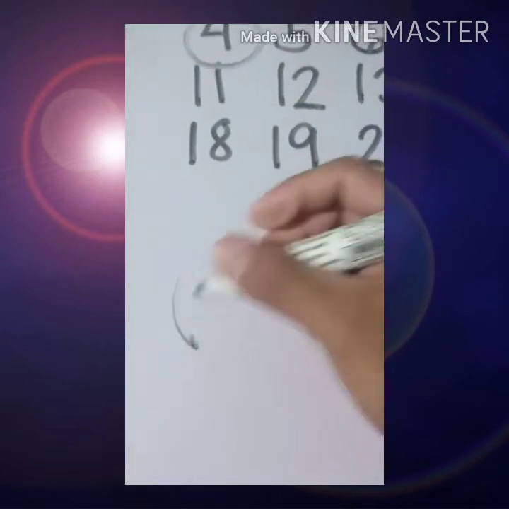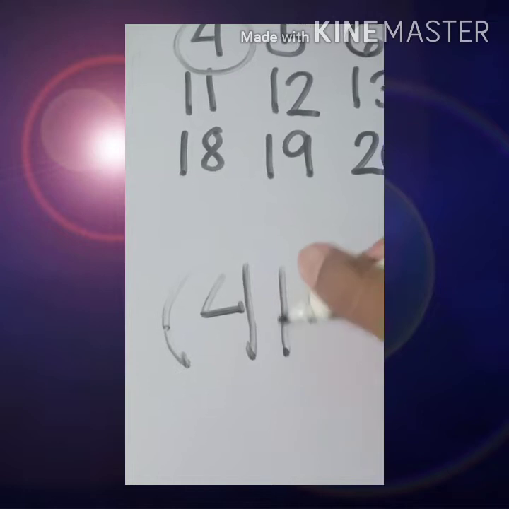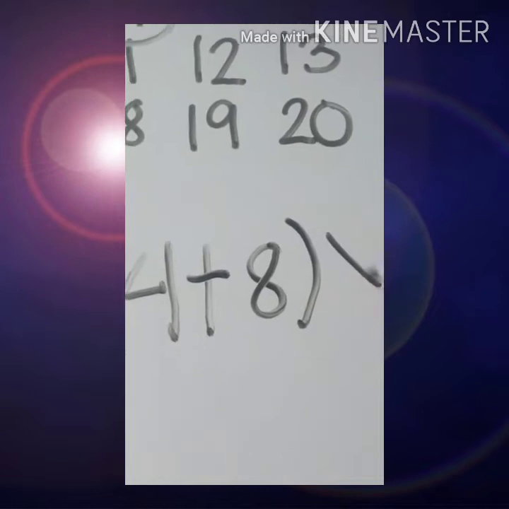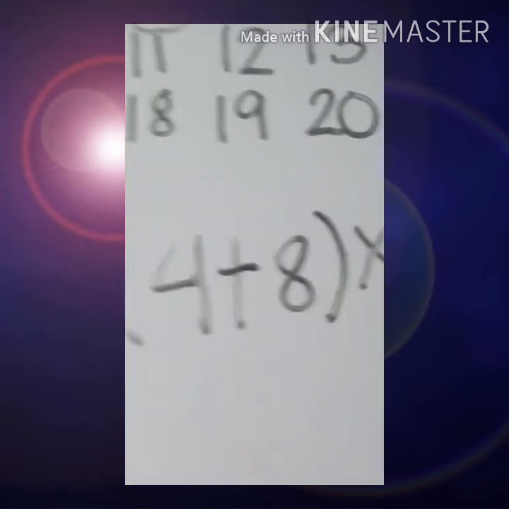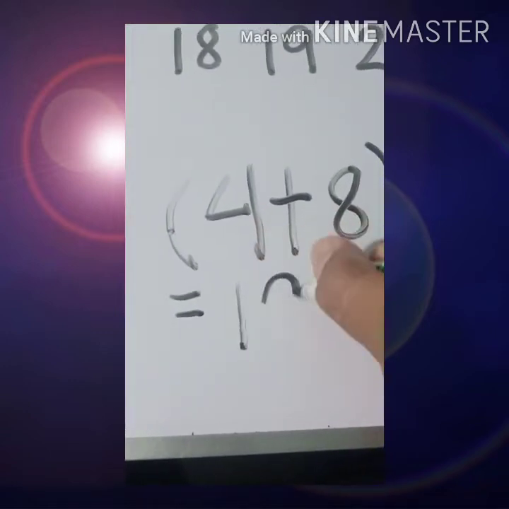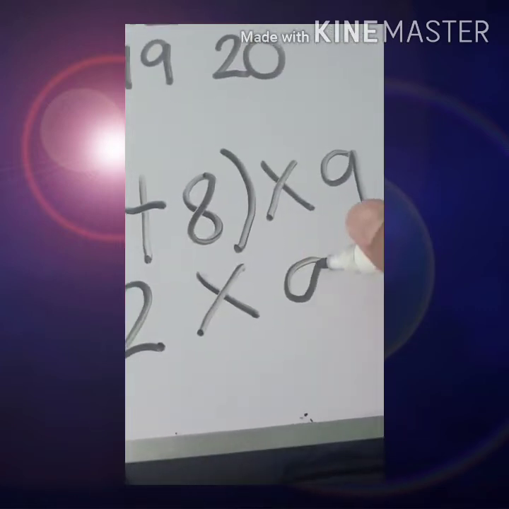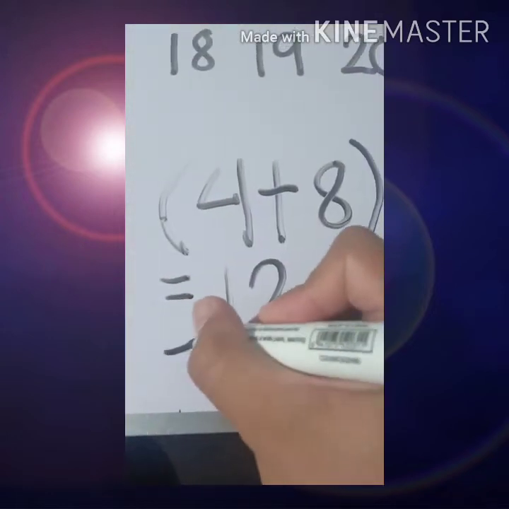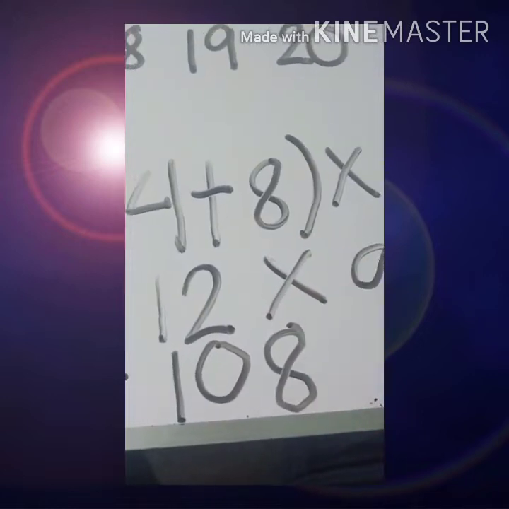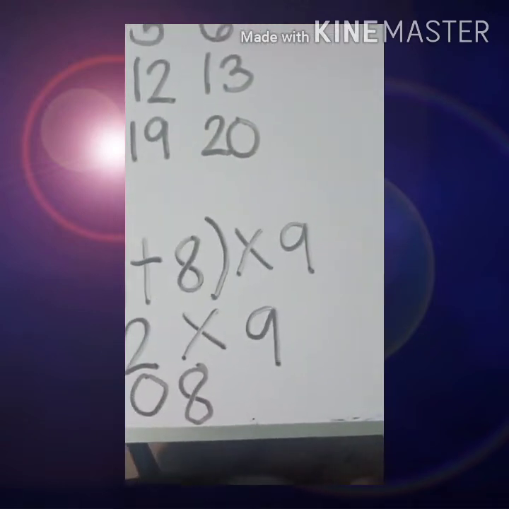So we have to add 4 plus 8 times 9. 4 plus 8, we have 12, times 9. So we have 108. So this is the second step.